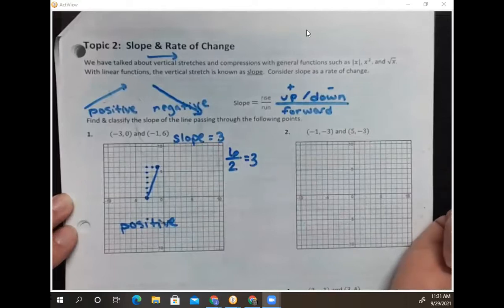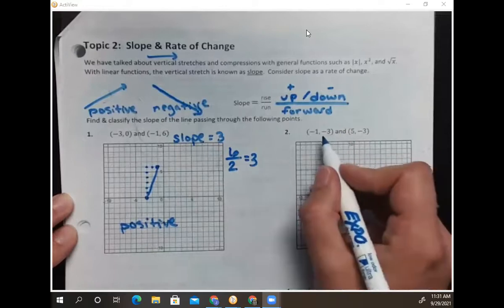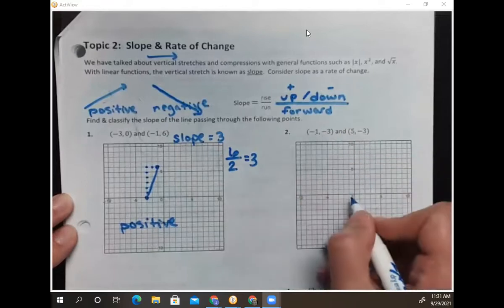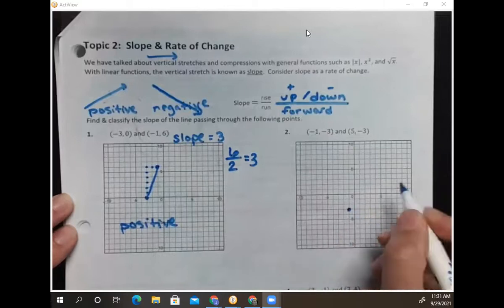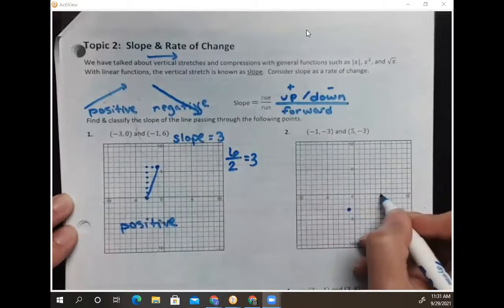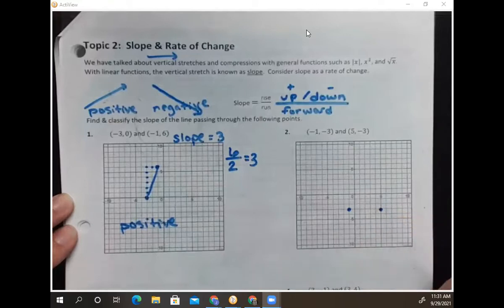Number 2, same idea. I'm going to plot those points and find the slope between them. So I'm starting with -1, -3. So -1, 1, 2, 3. And then 5, -3. 1, 2, 3. So here's my left point.